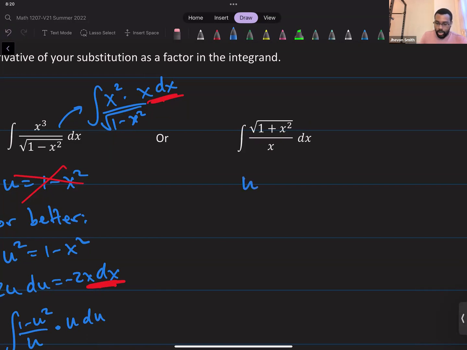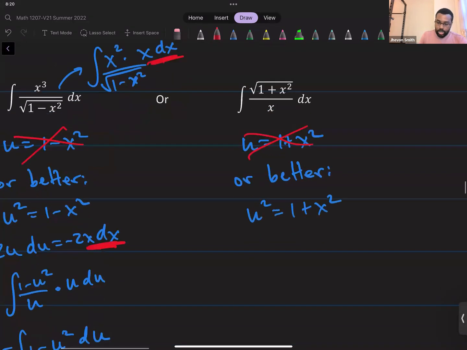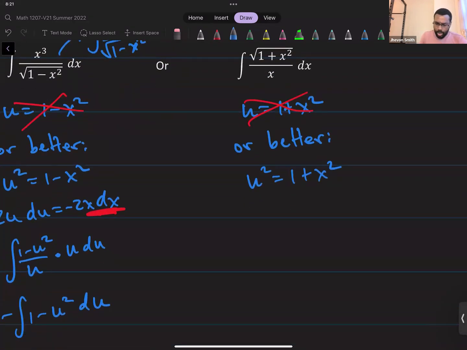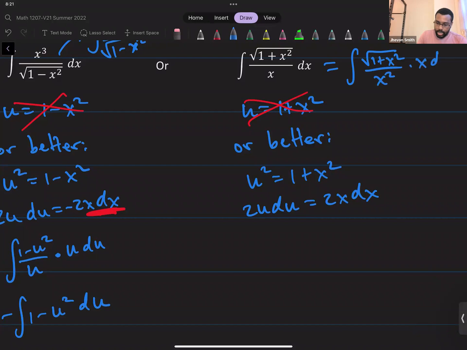So I can do u equals 1 plus x squared, because the radical of a single variable is nicer, or better, just get rid of radicals altogether and do u squared equals 1 plus x squared. So that substitution would, again, this is 2u du equals 2x dx. This guy I can write as 1 plus x squared over x squared times x dx, multiply and divide by x. So now I put my x dx in there.